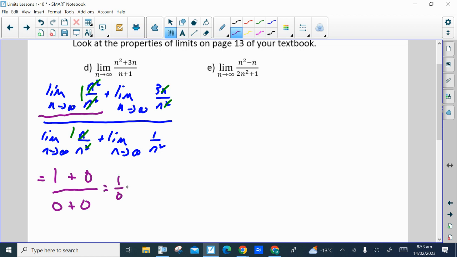So this will be 1 over 0, which does not exist. That is the value of this limit. It does not exist.